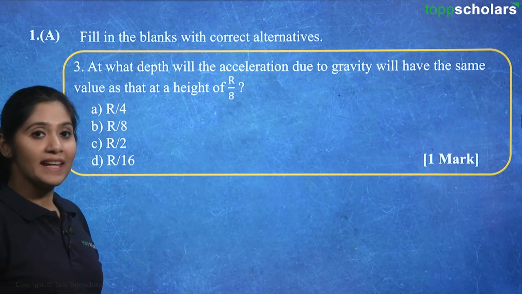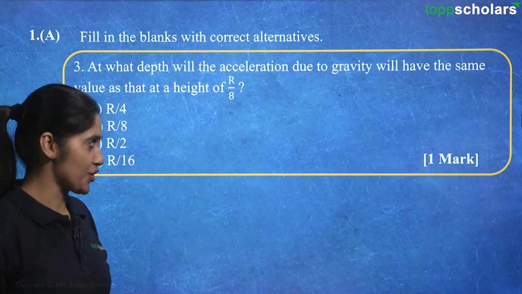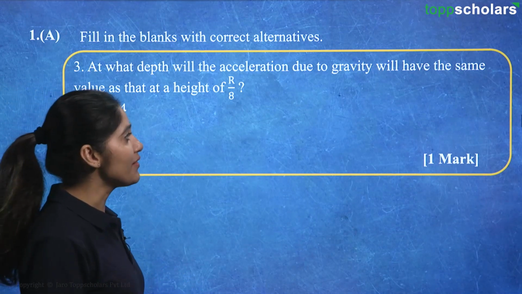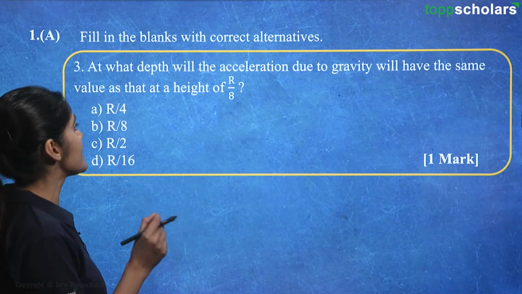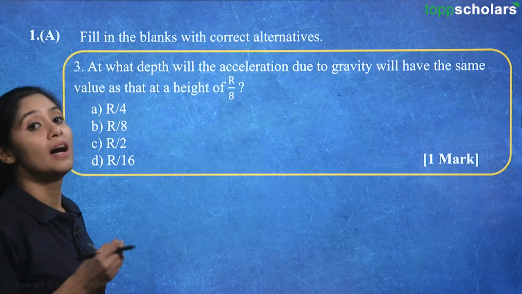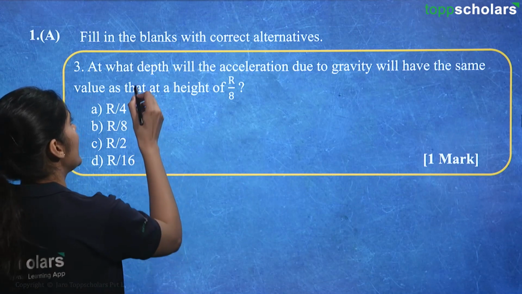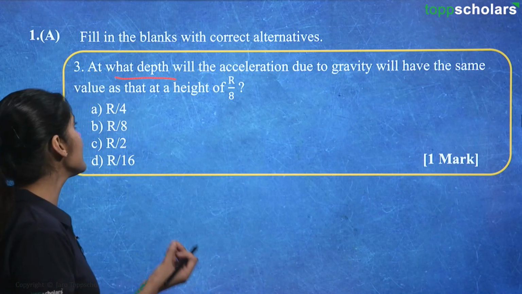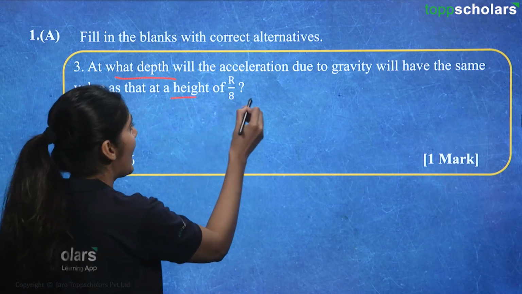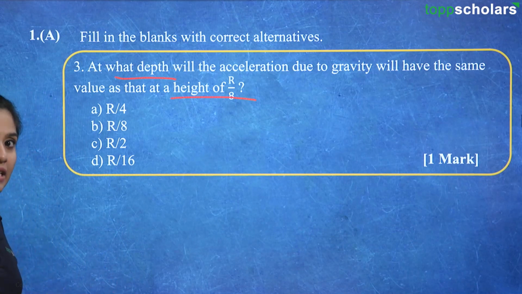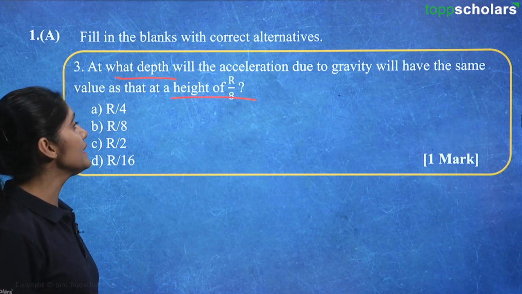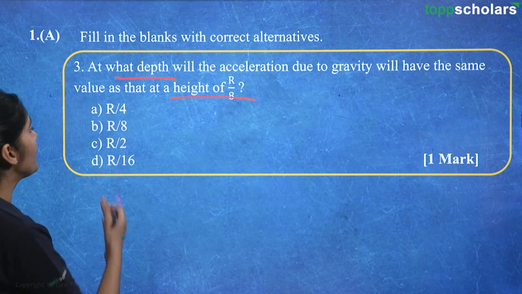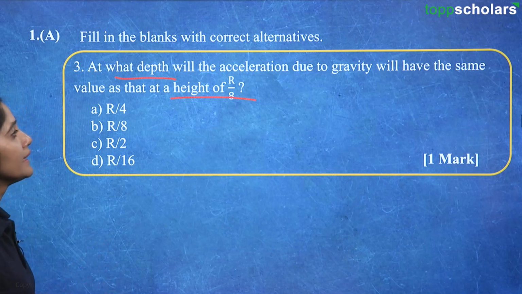So, this is a very simple numerical based question for 1 mark. At what depth will the acceleration due to gravity have the same value as that at a height of r by 8? So, what do we have to find out? At what depth will the acceleration due to gravity have the same value as that at a height of r by 8? So, what are we given? We are given the height, that is r by 8. So, let's find out which of the alternatives is true for this question.